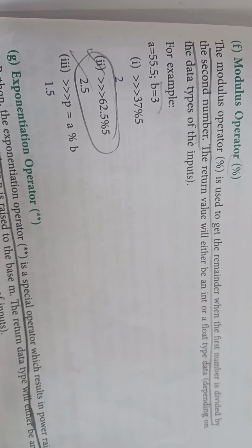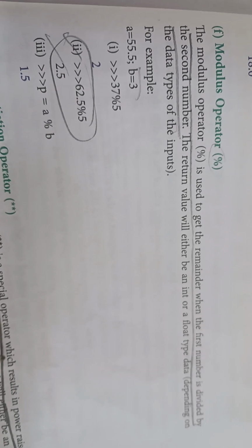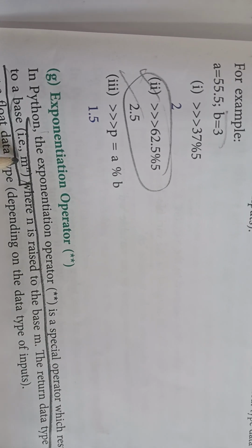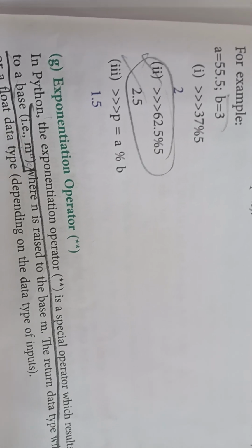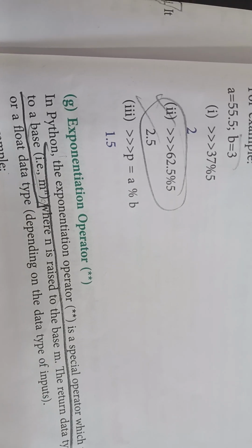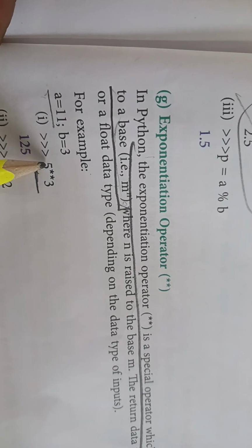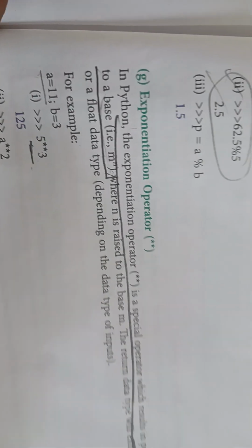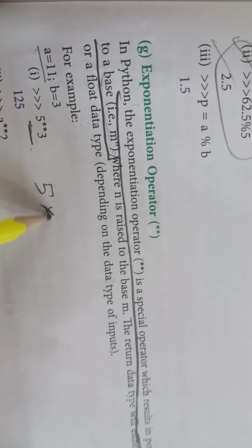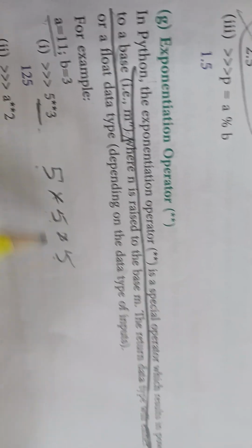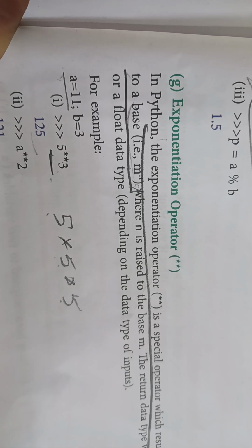Then exponential operator. In Python, the exponential operator is a special operator which results in the base raised to the power, like m raised to the power n, or you can say 5 star star 3. It means you have to multiply 5 three times: 5 into 5 into 5. 5 fives are 25, 25 into 5, 125 is the answer. Okay.